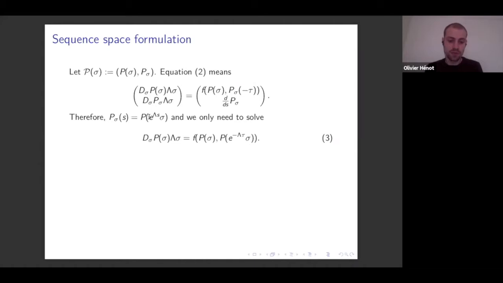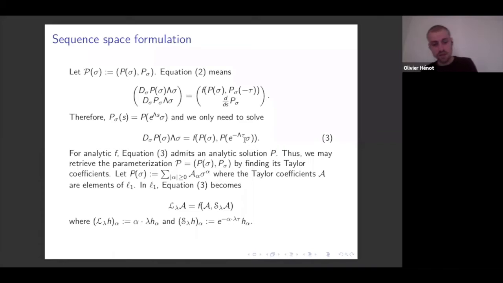And so if we plug this into the first row, we are getting this partial differential equation, which is much simpler to deal with. Because if you recall what was said earlier, if you didn't have a delay, this is exactly what you're trying to solve if you had an ODE. If you have an analytic F, we know that the P is going to be analytic as well. And so we can focus on the Taylor coefficients for P.